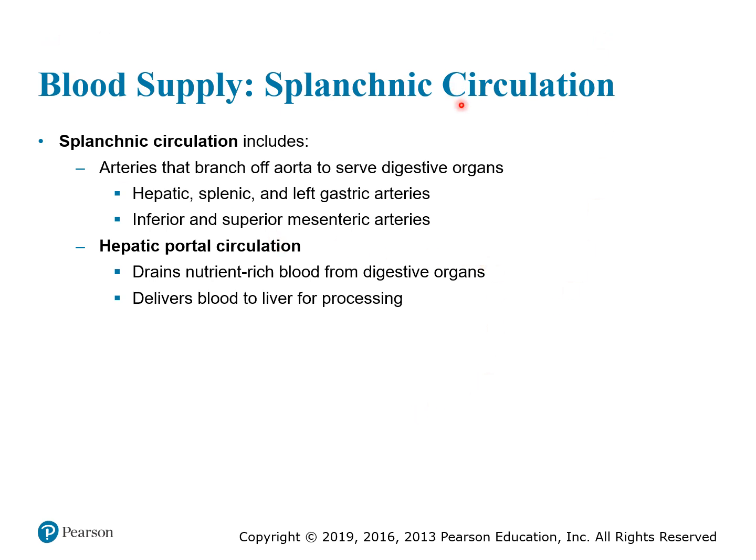Now let's come to the blood supply of the alimentary tract, of the GIT. There is a splanchnic circulation, which includes the arteries that are branches of aorta, and then there is hepatic portal circulation. Hepatic portal circulation drains the nutrient rich blood from the digestive organs, and that blood is delivered to the liver for processing.